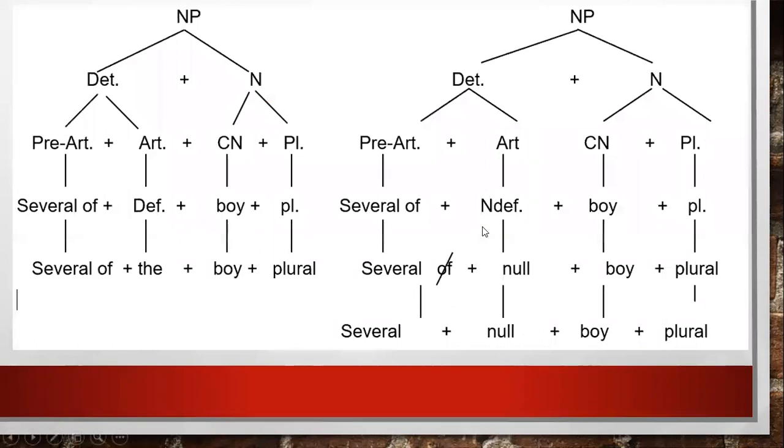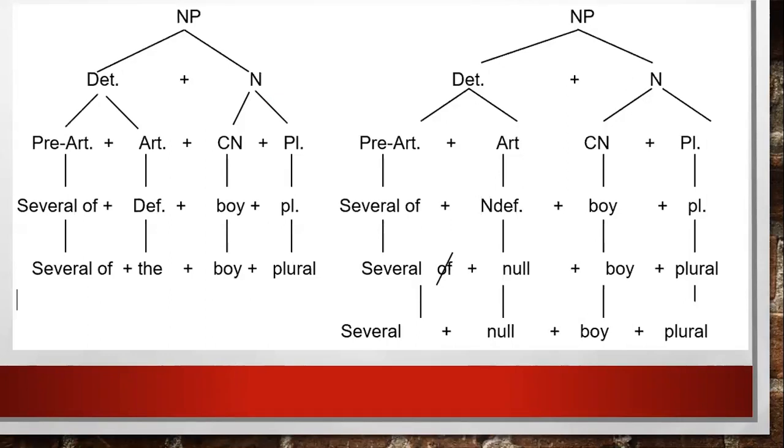Let's see here the tree. Vayamos de nuevo al arbolito. Noun phrase, again, here we have several of the boys. This is the first one. We have a determiner. We use a pre-article, then the article. The pre-article is several of. The article is the. Then we have the noun, the countable noun that is boy. And then we have a plural form, the S. Several of the boys.